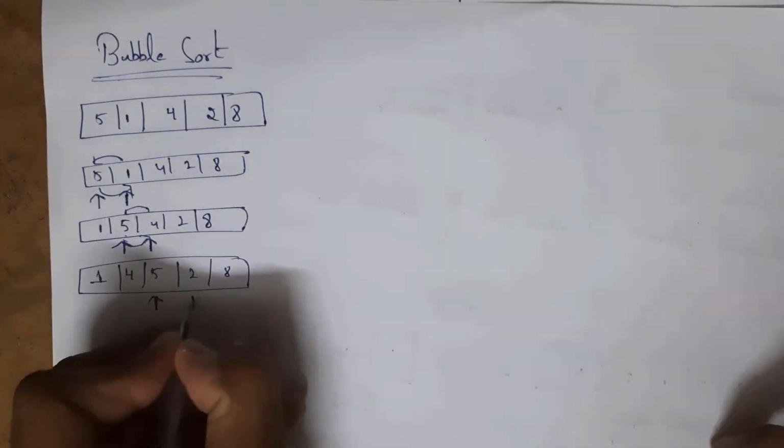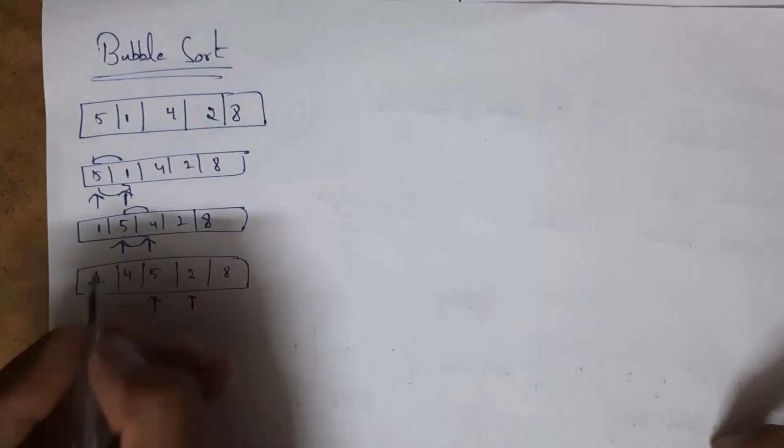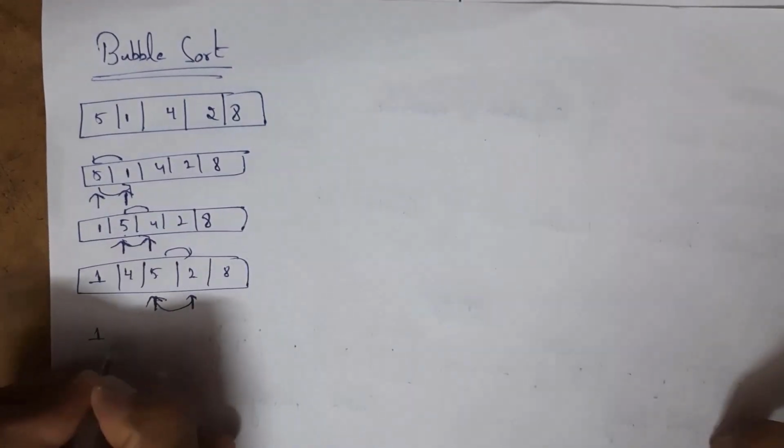My cursor is here. Now move cursor 1 position forward and compare these both. 5 and 2. 2 should be first and after 2 there should be 5. So again swap this 5 and 2. Swap these adjacent elements. So after swapping, my array looks like this: 1, 4, 2, 5, 8.